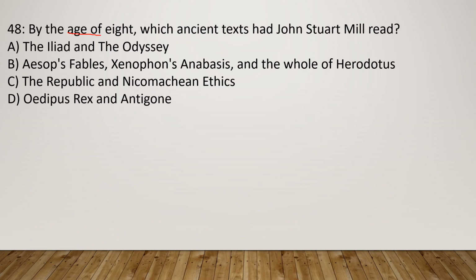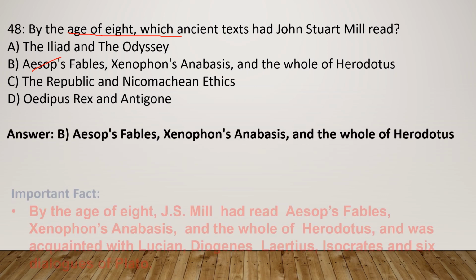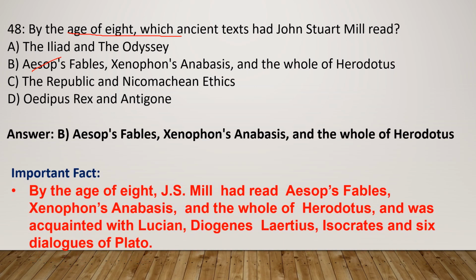By the age of 8, which ancient text had John Stuart Mill read? Aesop's Fables, Xenophon's Anabasis, and whole of Herodotus. Option B is the correct option. By the age of 8, J.S. Mill had read Aesop's Fables, Xenophon's Anabasis, and the whole of Herodotus, and was acquainted with Lucian, Diogenes Laertius, Isocrates, and 6 dialogues of Plato.